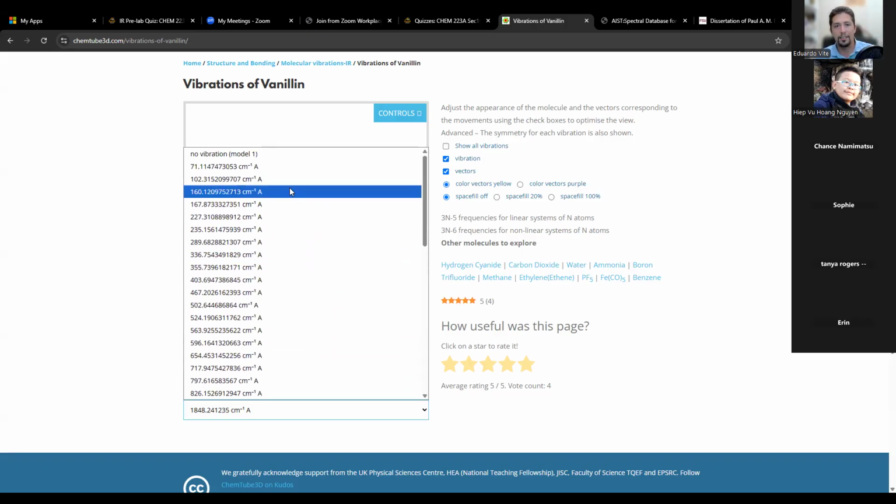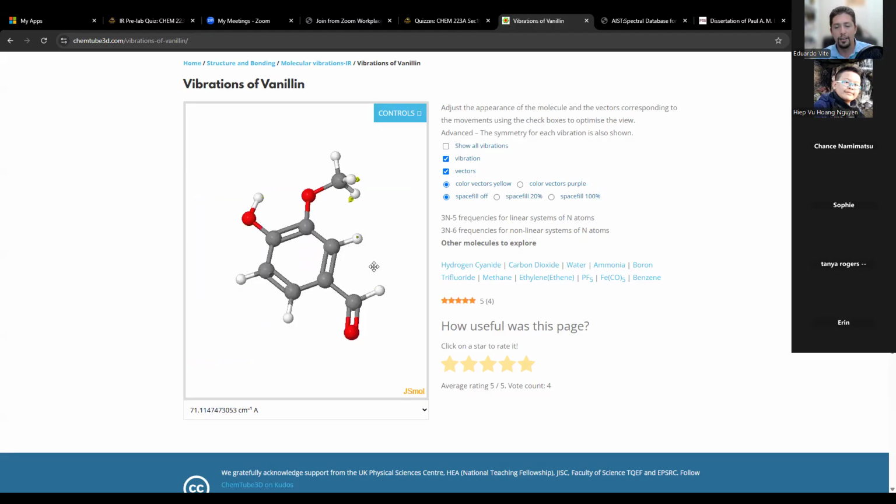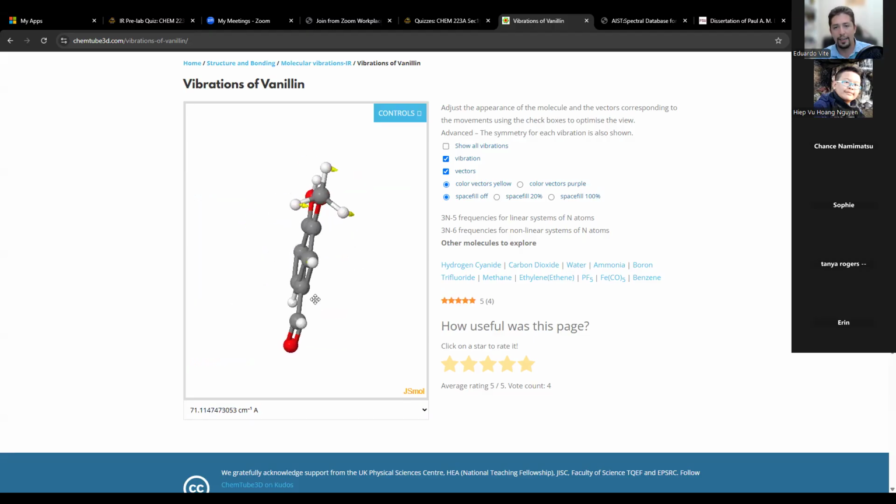And of course, let's look at the smallest one, 71. Look at that. It's like a bending out of the plane. Look at that. It's like nah, mm-mm, right? So that's just a bend. Doesn't take a lot of energy. It only takes 71 wave numbers. So we're not even gonna probably pick that up. Remember, our spectrum only goes down to 400.